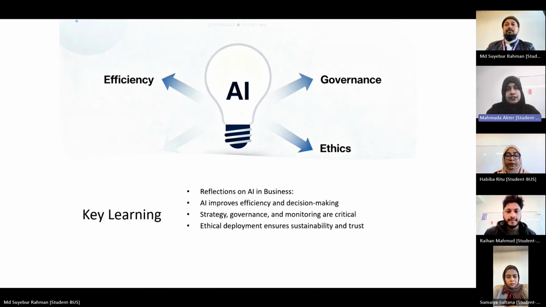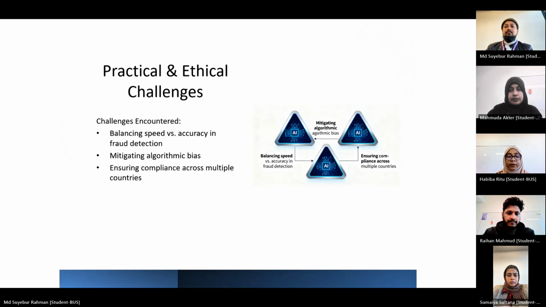Thank you, Raihan. So now we are going to look at the key learning. Our key learning from this case study is visualized here. AI is the central light bulb, but it relies on three things to shine: efficiency, governance, and ethics. We learned that technology without strategy is not sustainable. Next, we are going to talk about the practical and ethical challenges.